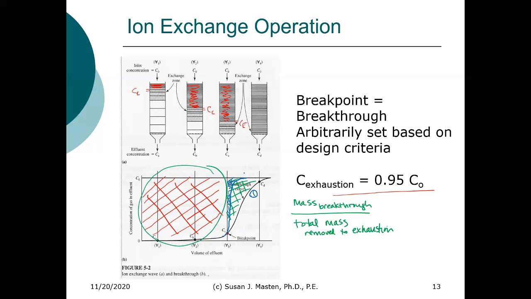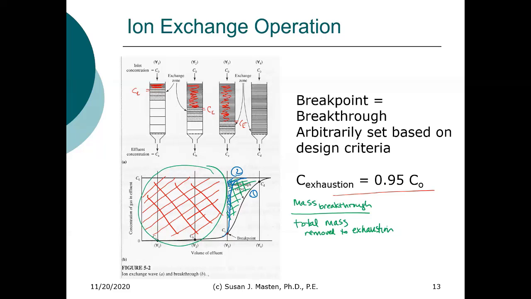I'll call this number 1 or number 2. Which is a more efficient use of the resin capacity? 1 or 2? 2. Okay. We've essentially, think about it, we've wasted this green area here. We can't use it. Okay? So it's essentially a waste. So 2 is a more efficient use of the resin.